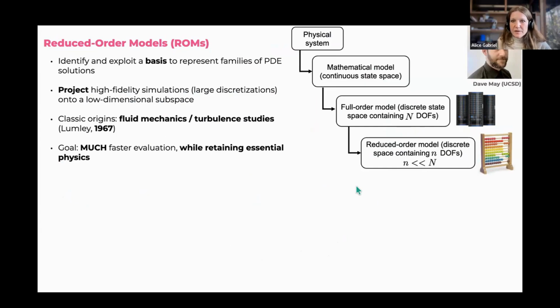So we have to define our mathematical model, which variables we're interested in training the models for. We run a few what we call full order models. So these are high resolution simulations, and then we set up the reduced order models. This is not new, has origins in fluid mechanics, like many of the good things we're using in seismology. The goal is much faster evaluation while retaining the essential physics. If you're interested, I'm really happy to talk about the math behind that.